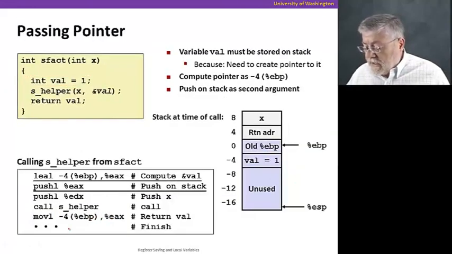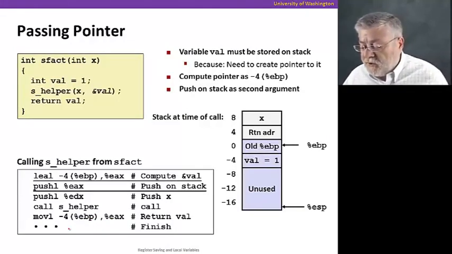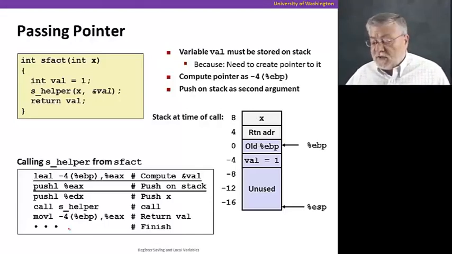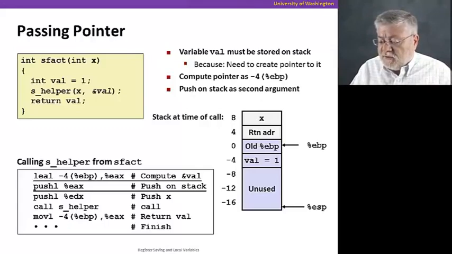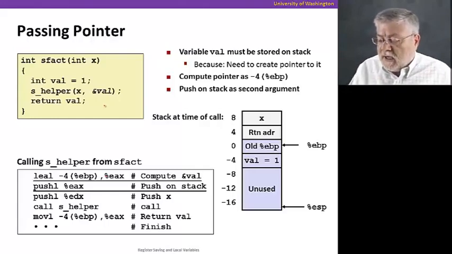All right. The next thing we're going to do is call shelper from sfact, and to do that we need to set up the arguments for that procedure call. Now this procedure shelper has 2 arguments, so we're going to need to push both of them onto the stack. Remember we pushed the arguments in reverse order, so the second argument, then the first argument.